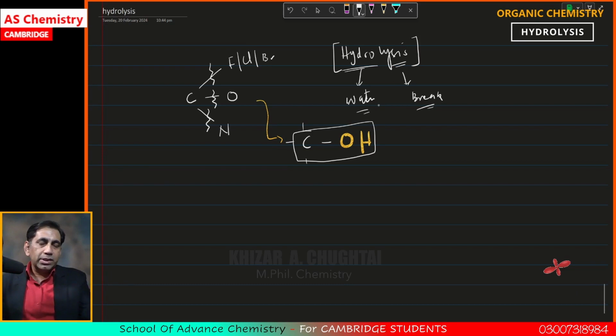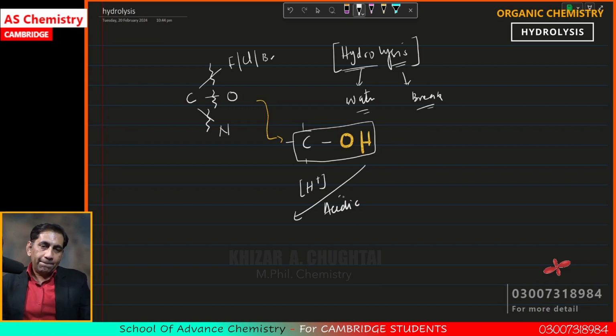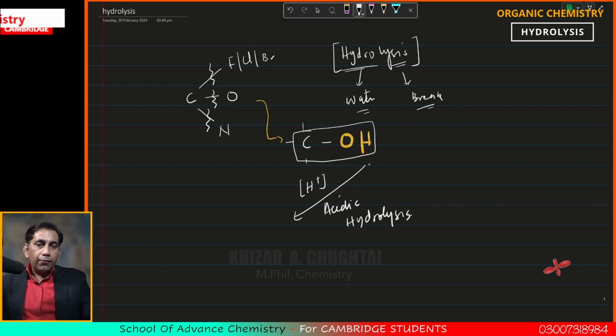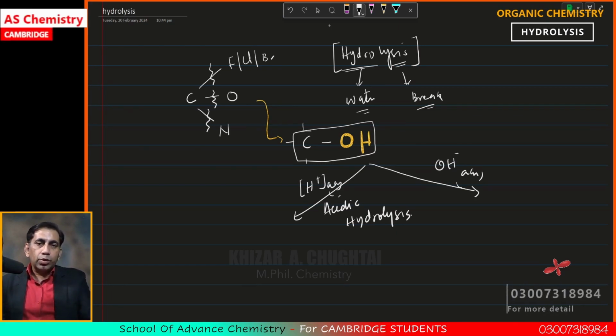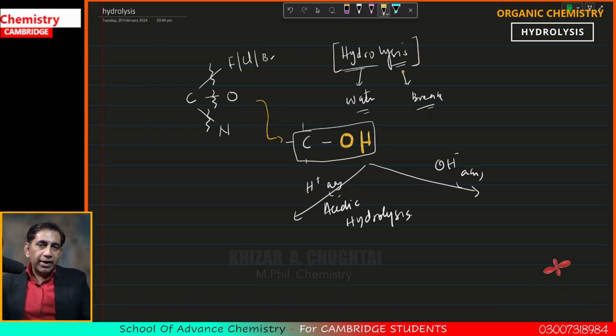So how to do hydrolysis? What are the basic conditions? There are two basic conditions. Number one, we can use acid during the course of hydrolysis. That is called acidic hydrolysis. If I'm going to use H positive ion, aqueous, I'm going to remove these brackets. This is called acidic hydrolysis. If I'm going to use OH negative ion, aqueous, it is going to be alkaline hydrolysis.